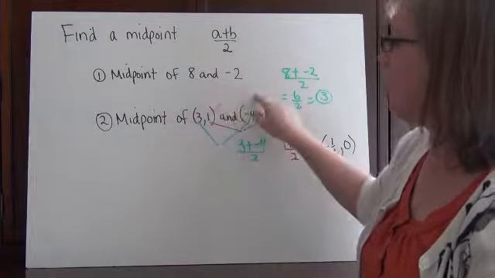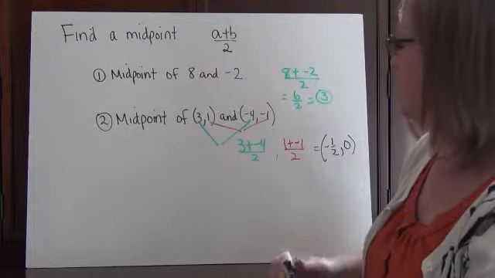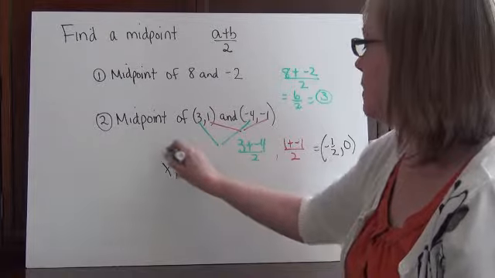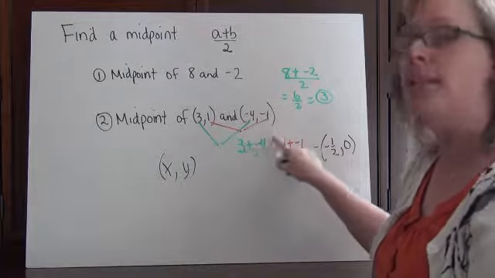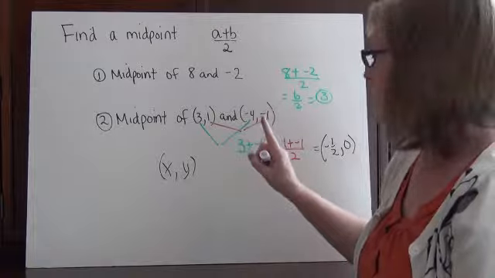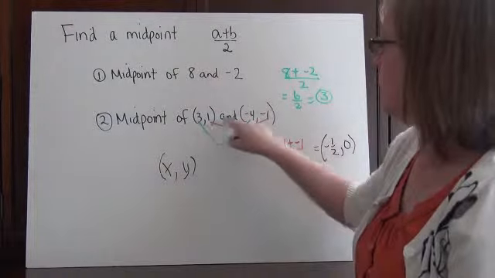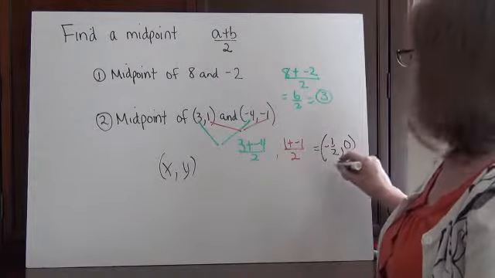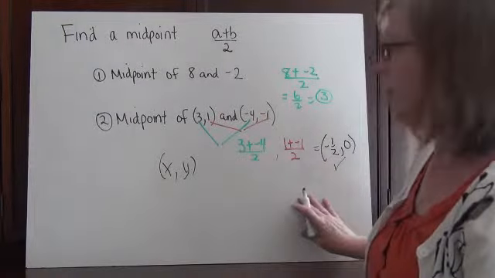Now, when I have ordered pairs, then the midpoint is also going to be an ordered pair. But in this case, I simply find the middle of the x's and then the middle of the y's. Okay? So I just look at the x's, 3 and -4, and I write 3 plus -4 divided by 2. Well, 3 plus -4 is -1. -1 divided by 2 is -1/2. 1 plus -1 is 0, and 0 divided by 2 is simply 0. So this is the midpoint of those two ordered pairs. Okay?